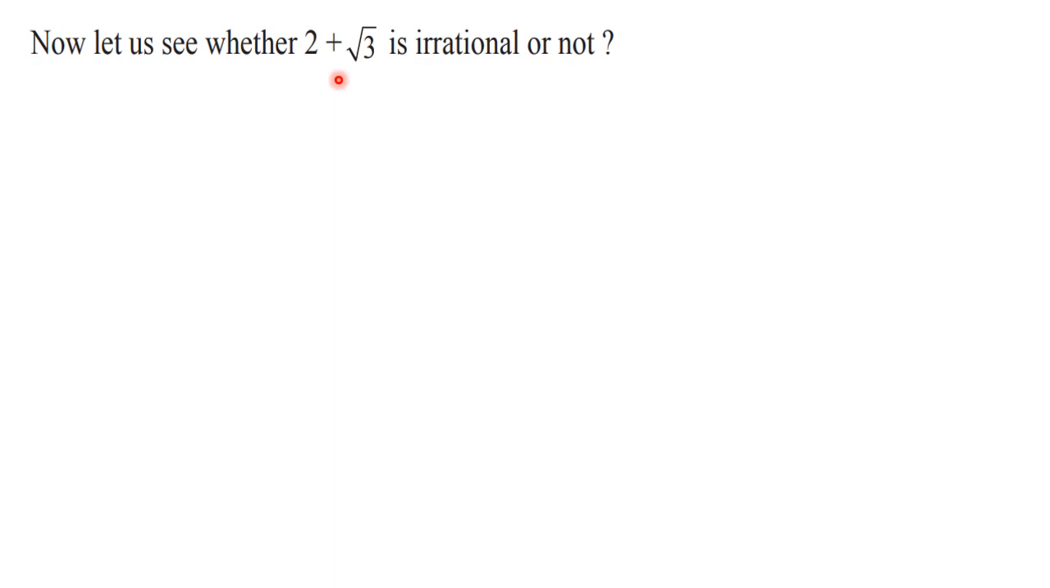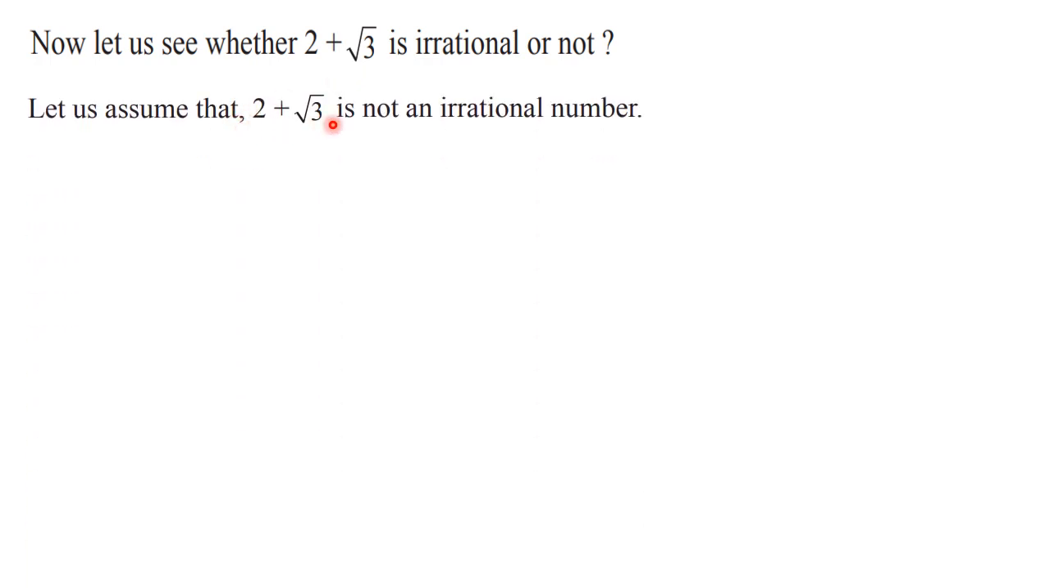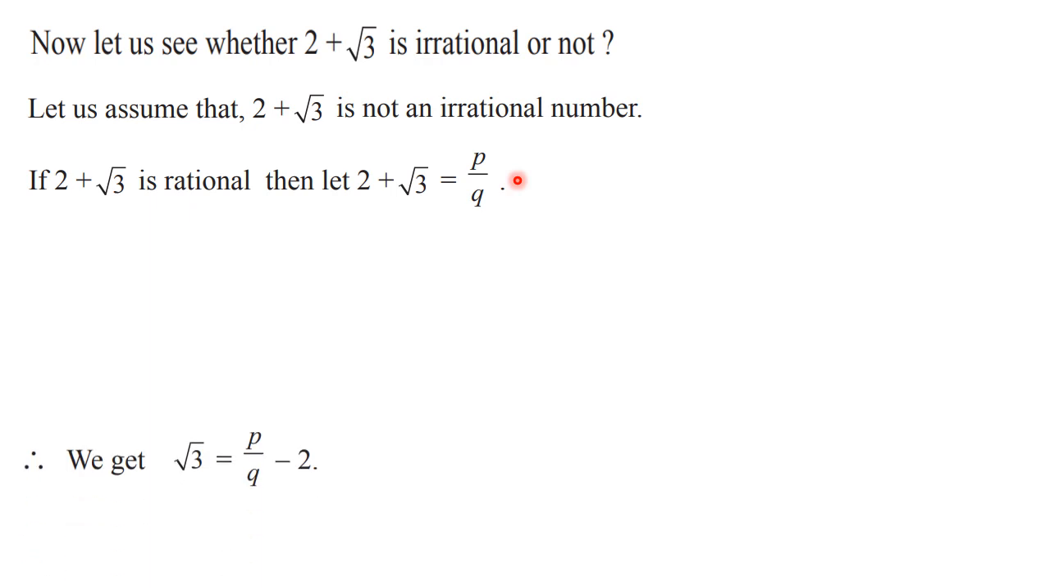Okay. So let us assume that 2 plus root 3 is not an irrational number. That means it is a rational number and therefore we can express it in the form P upon Q, which is the reduced form as I have explained. P and Q are co-primes. They don't have a common factor other than 1. So since 2 plus root 3 is rational, which we have assumed, we can write 2 plus root 3 as P upon Q. Now we shift this 2 to the right hand side. So we get root 3 is equal to P upon Q minus 2.